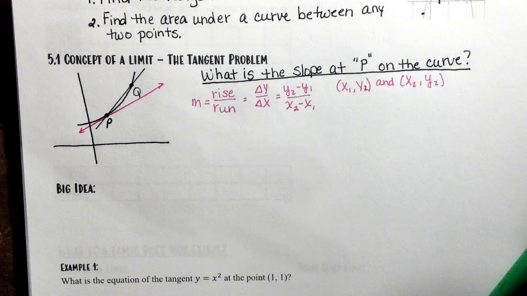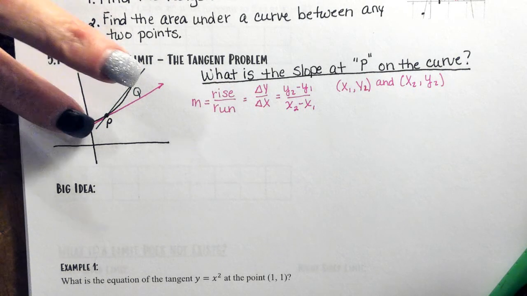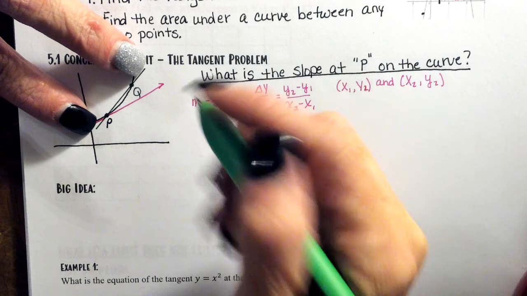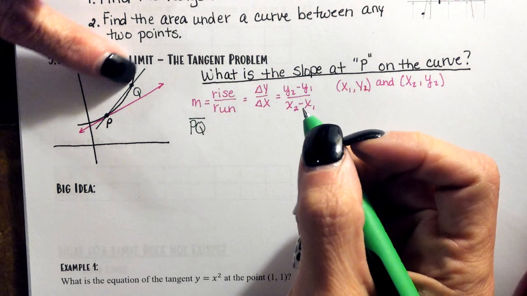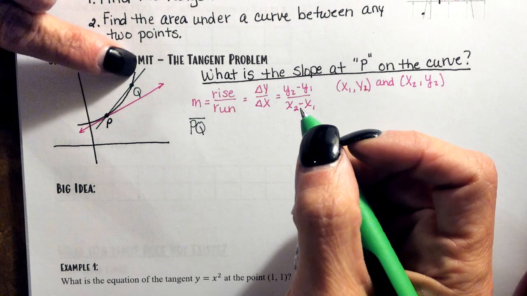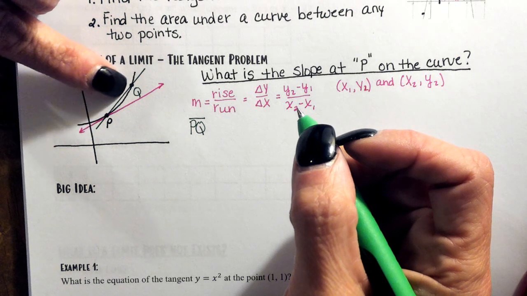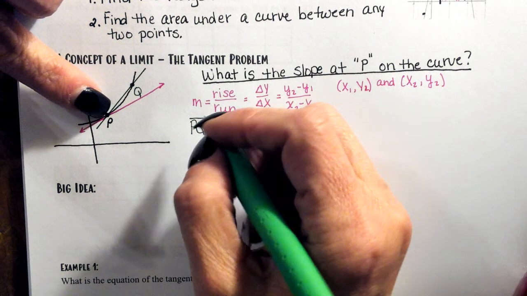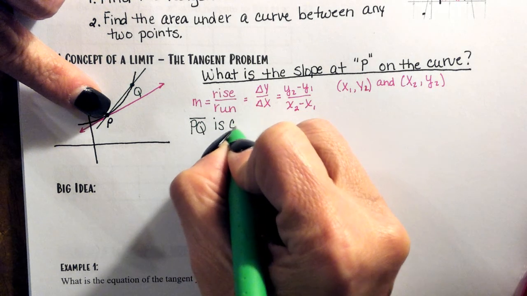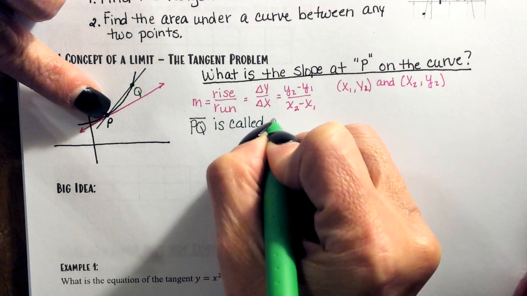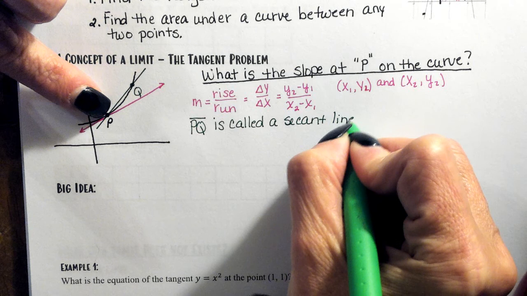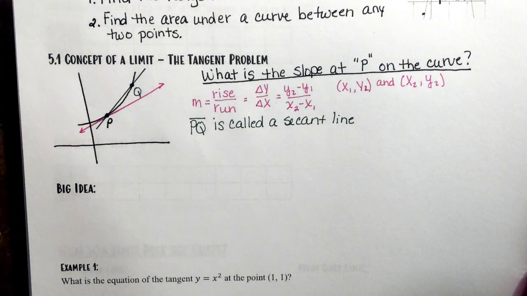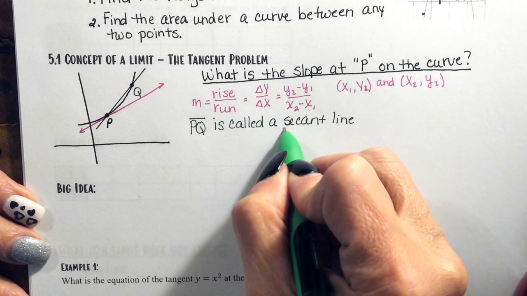And so I'm going to give you a definition of PQ. I should have given you that a little bit before we started talking about how we can make this work. Line PQ, when you have 2 points on a curve and you connect them with a straight line, we call that a secant line. And you probably remember that from geometry. Now, it's not really important that we have that labeled, but I do want you to know that terminology because I'm going to use that vocabulary again and again. So I'm going to underline that's a secant line.